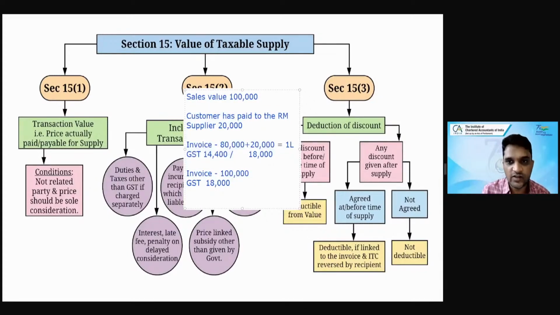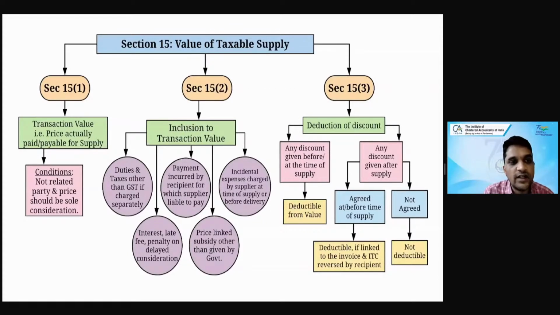Clear? So that is the second exclusion. Third inclusion is any incidental expenses incurred by the supplier at the time of supply or before delivery. So when I supply goods to you for 1 lakh rupees, now to transport that, I said you come and take the goods. You said no, you only transport it. Okay, I will transport it. Additional transportation charges of 5,000 rupees. So this 5,000 has to be added in the transaction value.